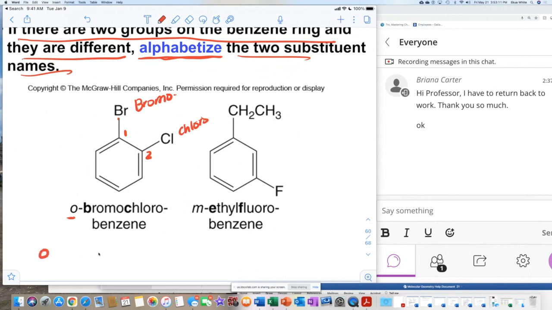O, which takes the place of 1, 2. O, bromo, write the bromo first, chloro, benzene. This looks like a poem. O-chlorobromobenzene.